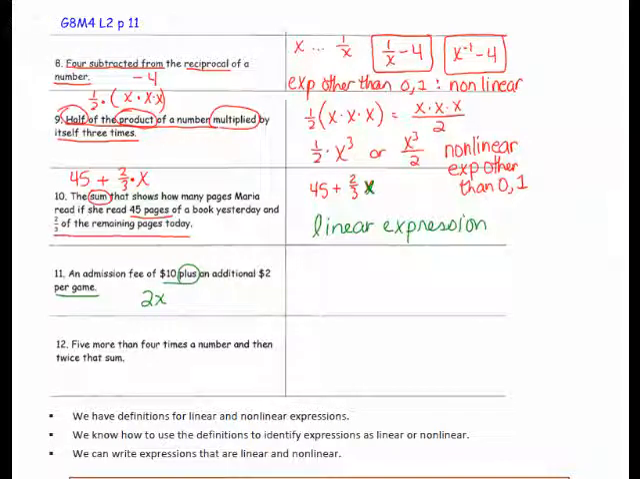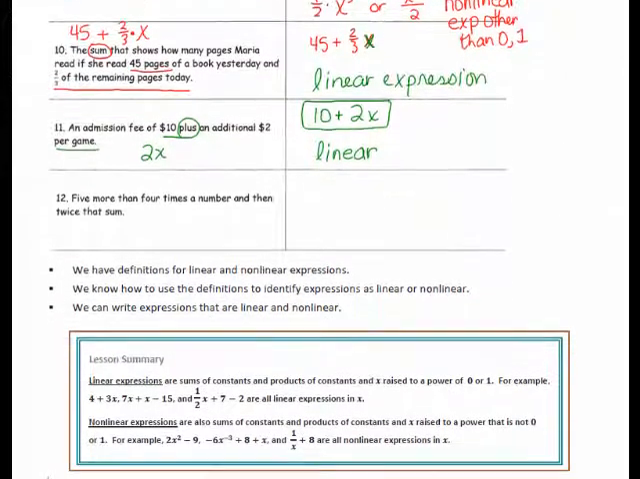So the admission fee would be $10 to get in plus $2 per game. This is our expression. What kind of an expression is it? It is linear. How do I know? The variable has an invisible exponent of one. Pause the video and complete number 12.